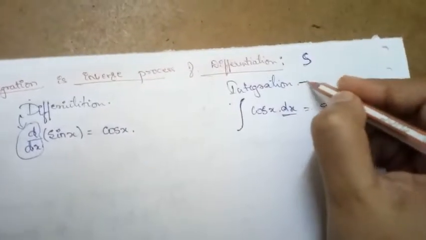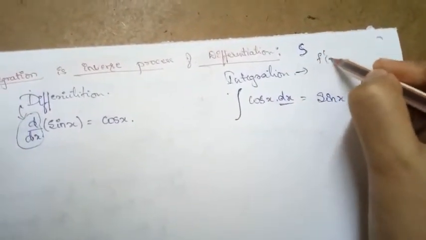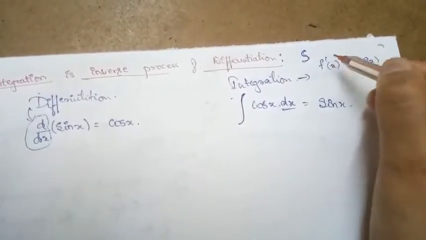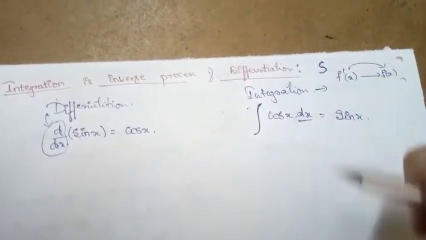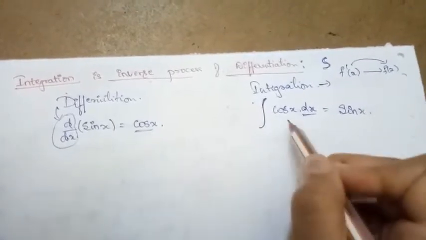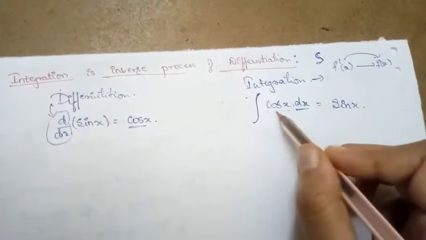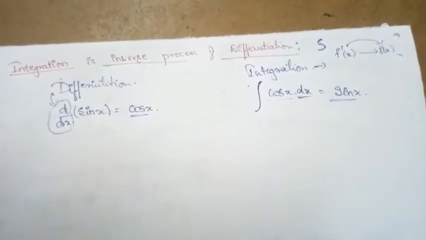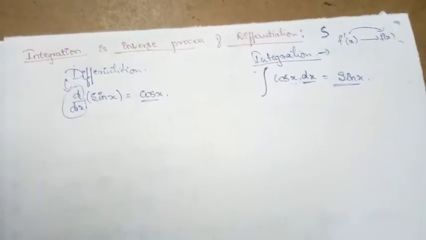What I said in the earlier section: if f dash of x is given, we need to find f of x. The process of finding the antiderivative of a given function is called integration. Here our f dash x was cos x. So we are integrating cos x to get its antiderivative, which is the given function, sin x. This is what integration is saying.